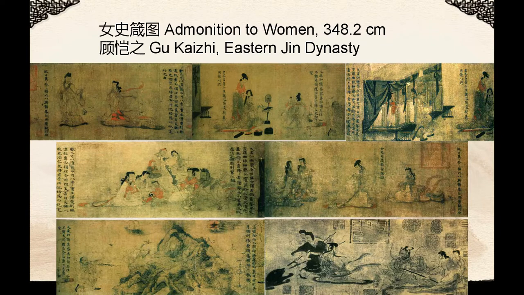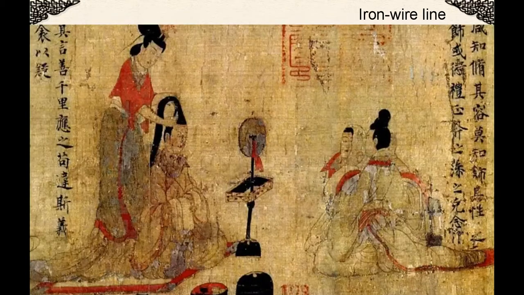Admonition to Women was painted by Gu Kaizhi of the Eastern Jin Dynasty, giving advice to women in the imperial palace on how to behave properly according to Confucian ethics. The lines and strokes are vigorous and stylish, yet refined. The hand scroll was nearly 350 centimeters in width. Iron wire line drawing was used. It is an early masterpiece of making the form show the spirit.